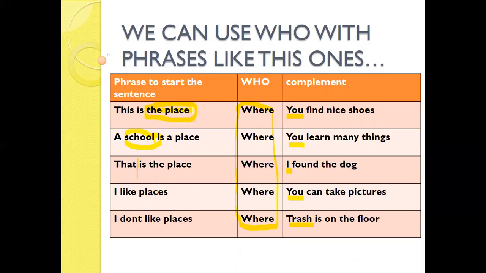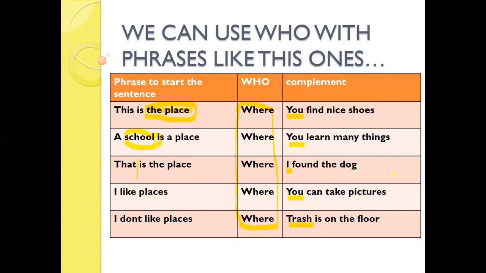Like you can say, this is the school, this is the restaurant, this is the mall, this is the city hall, this is the park where you can run with your dog, or this is the mall where you can find cell phones, etc. A school is a place where you learn many things, okay? A school as well can be changed, and you can say hospital is a place where you can heal yourself, or a restaurant is a place where you can eat, or a hotel is a place where you can stay, and many other examples that we can think of.